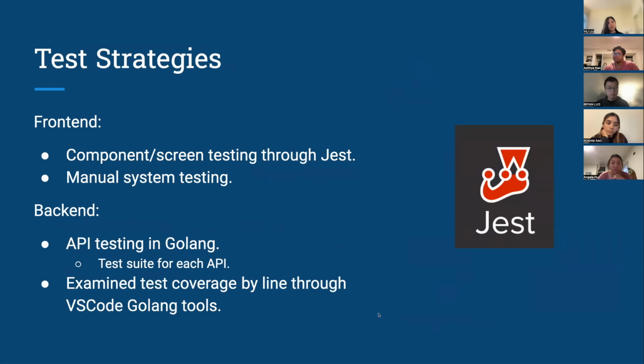And then our testing strategies for the front end were mainly component and screen testing through Jest. So this involved going through the screens and making sure that things like text input and button logic were correct and were shown. And then we also did manual system testing where we tested flows in the app, such as error creation. And on the back end, we did API testing in Golang.